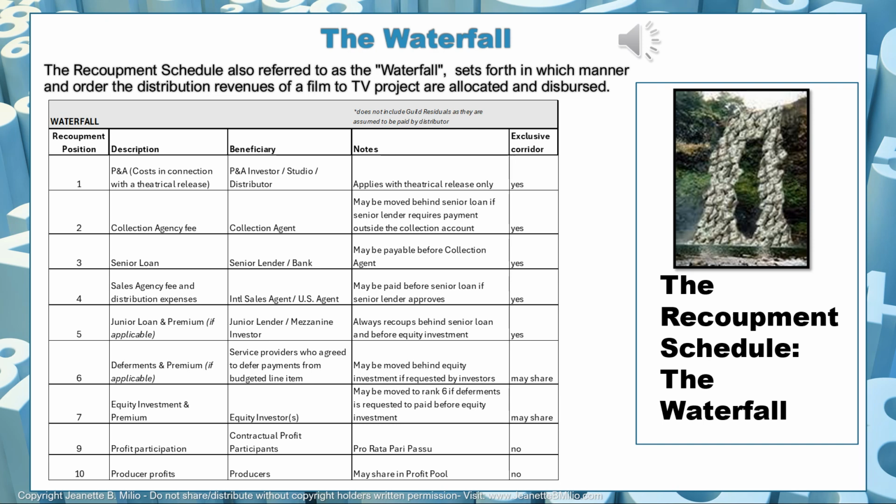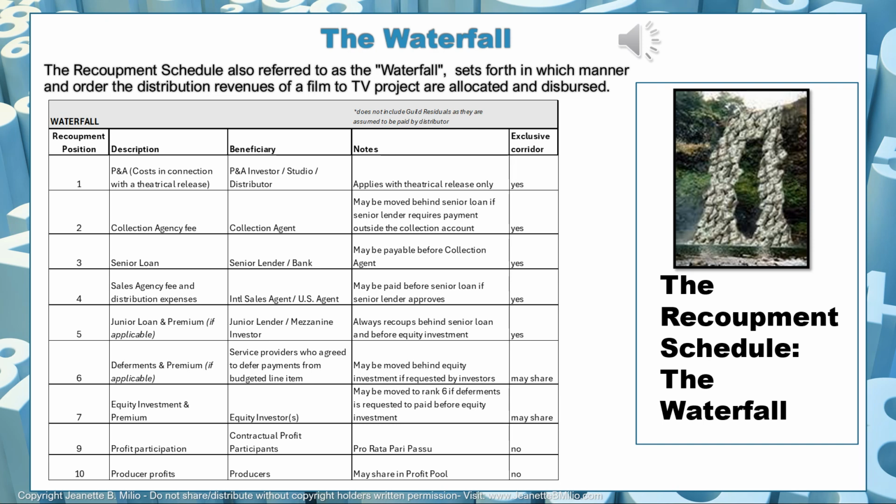Now, if the junior lender consists, let's say, of 2 equity investors who want to share that mezzanine position, then they would share in this exclusive corridor, and they would be paid in accordance with the percentage they have provided. And so that would become a pro rata pari passu situation where they share a pool, if you will, in the junior position. The deferments are also shared if there is more than one, and they will then become a pro rata pari passu situation like the profit participation, where everyone gets paid the percentage they should be paid.